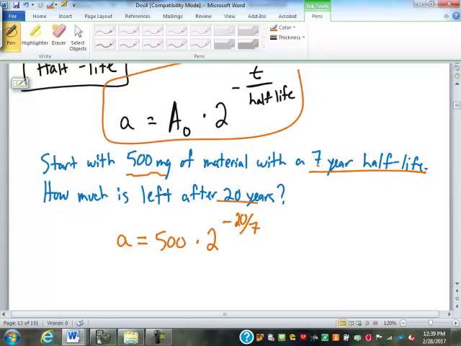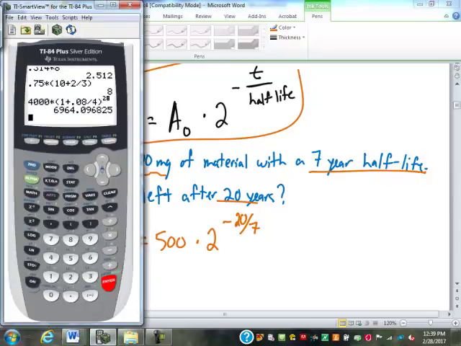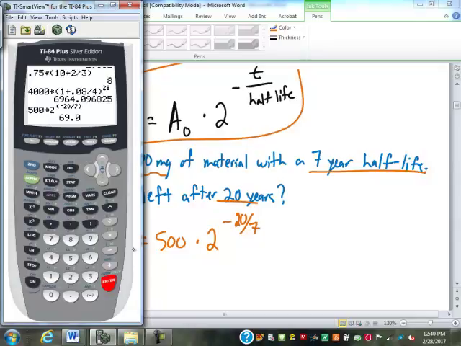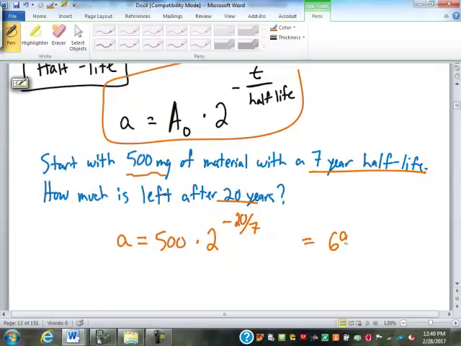So when we do this one, we probably are going to have to use parentheses in our power. So this will be 500 times 2 to the power of, and in parentheses, negative 20 divided by 7. It equals 69.005. So basically 69 milligrams is what's left. Does that make sense? I'm going to have you try one like this.